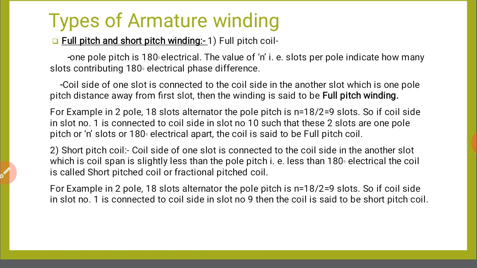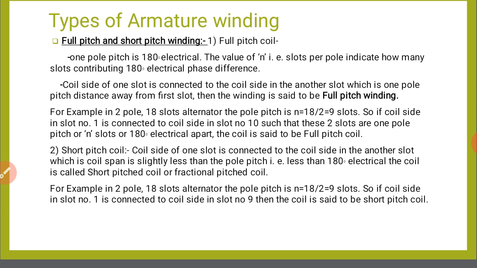So we know one pole pitch is the center to center distance between two poles, that is 180 degree electrical, as we have discussed in the last lecture only. So, the value of n, that is slots per pole, indicates how many slots contribute to 180 degree electrical phase difference. So, if the coil side of one slot is connected to the coil side in another slot, which is one pole pitch distance away from the first slot, then the winding is said to be full pitch winding.